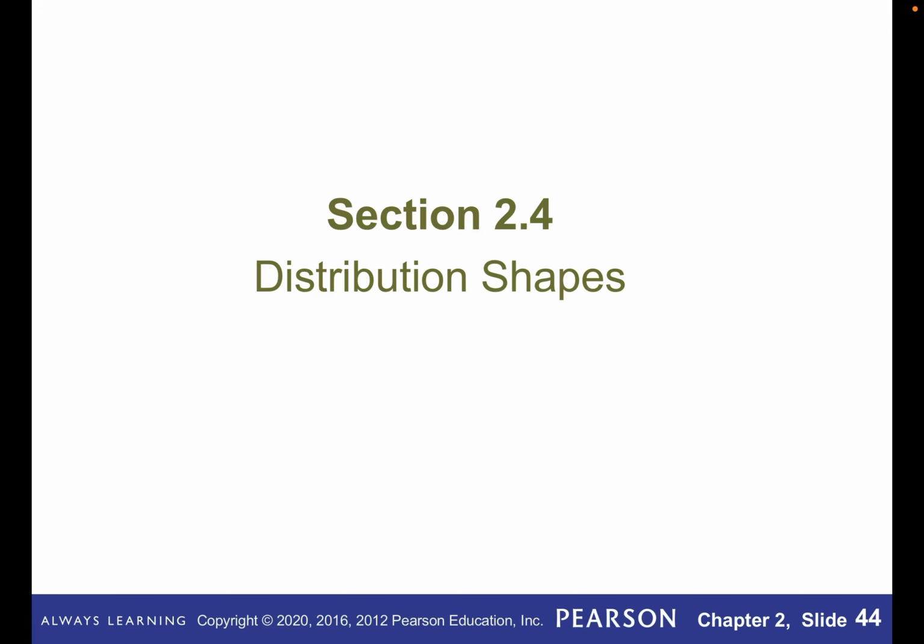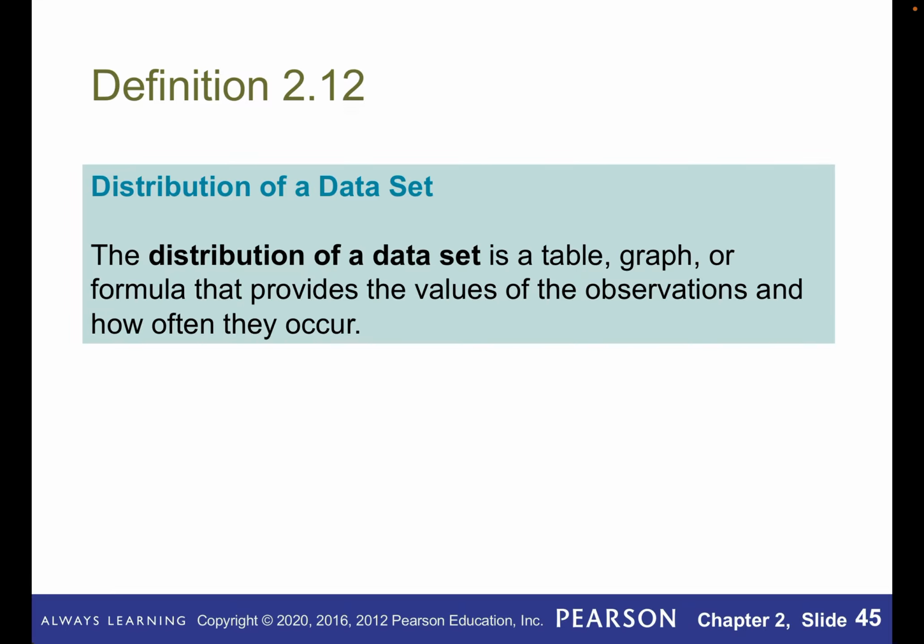Section 2.4 deals with the shapes of distributions. The distribution of a data set tells us the values in the data set as well as how often they occur, or the proportions. And the distribution can be described using a table or a graph or a formula, and we've seen that before graphically when we looked at histograms and other things.